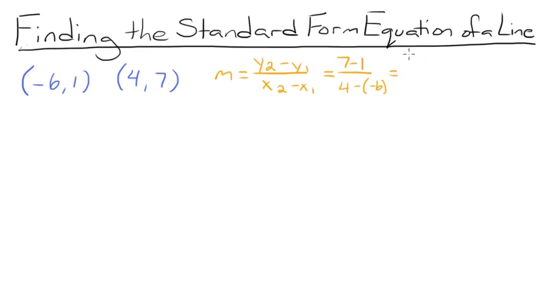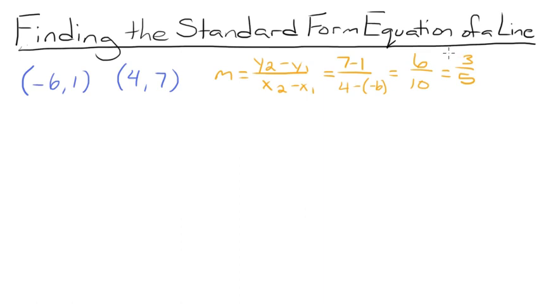7 minus 1 is 6. And 4 minus -6 is the same as 4 plus 6, which is 10. Then we can simplify this by dividing both the numerator and the denominator by 2, and we'll get 3 over 5. So our slope is 3/5.